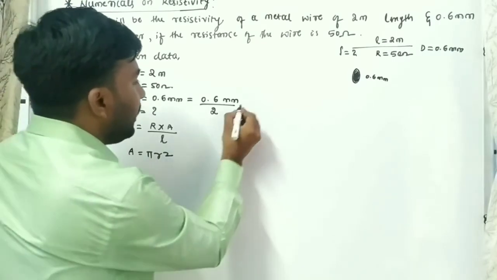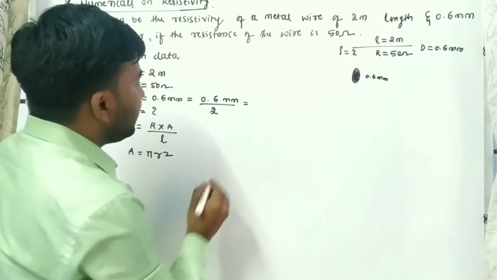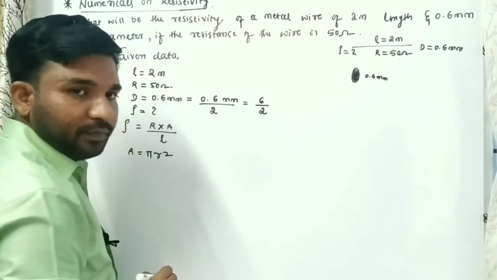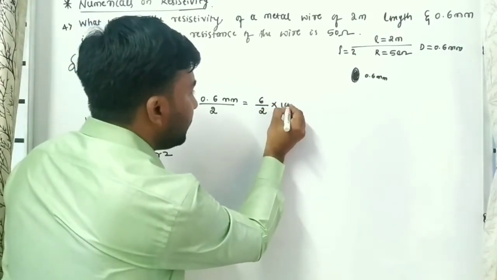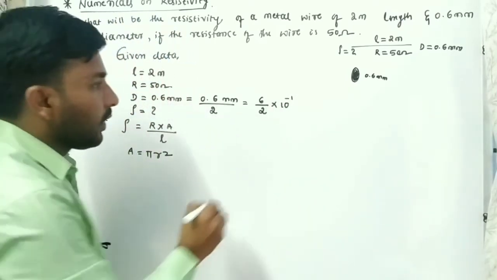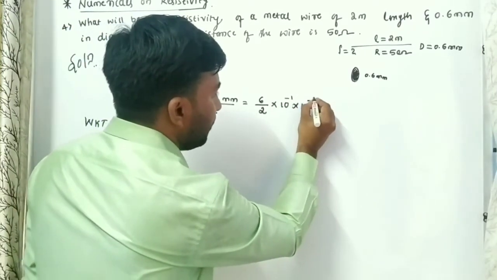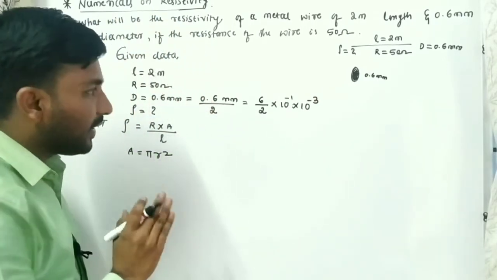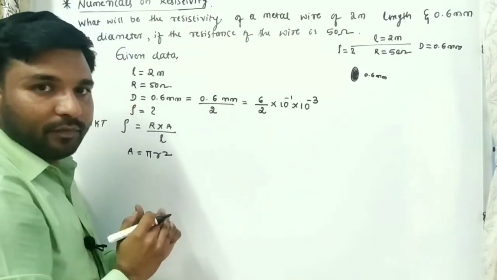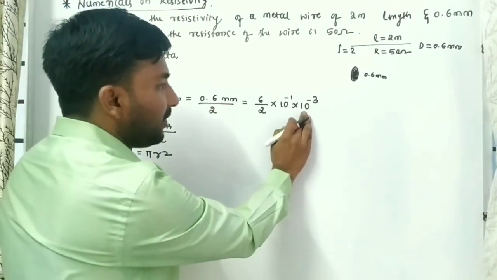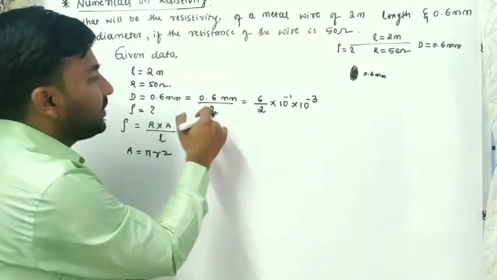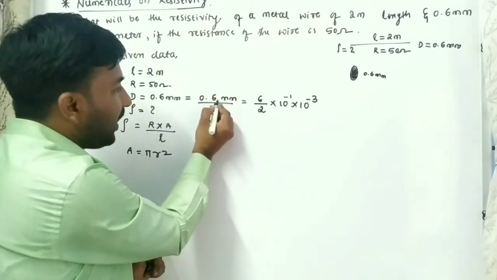Now this can be written as 6 divided by 2 into 10 raised to minus 1 into 10 raised to minus 3. Look at here, what I have done. To convert from millimeter to meter, we need to multiply with the number 10 raised to minus 3. Got it? Now this point I have shifted here.